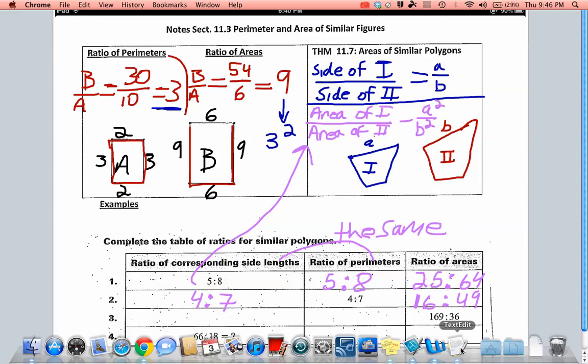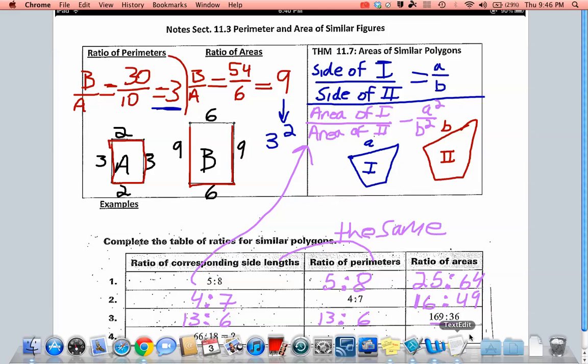Okay. Now, let's look at going the other way. Here I've given you the ratio of the areas. Let's find the ratio of the perimeters. That's going to be the square root of 169. So 13, so we're going the other way. We're doing the opposite of squaring them. 13 to 6. And as usual, the perimeters and side lengths are the same, 13 to 6.